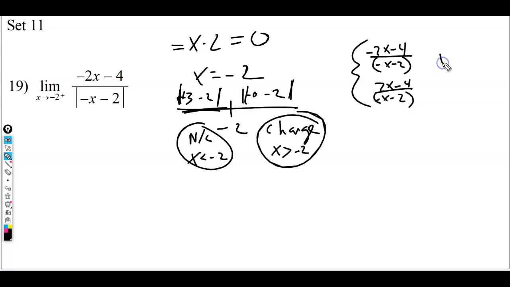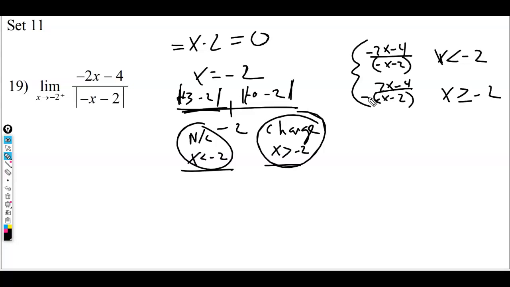But one is going to be for where x is less than negative 2, and one where x is greater than negative 2. One of them has to equal negative 2. It doesn't matter which one you make equal to negative 2. And we decided that for x less than negative 2, there will be no change. And for x greater than negative 2, there will be a change. So we're going to change the signs on the bottom there.